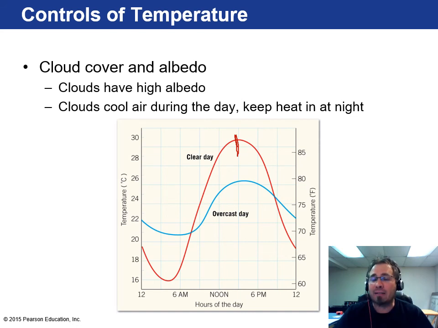On an overcast day where it's cloudy, you're going to keep temperatures cooler during the day, and there's much less of a swing. The high is still in the same spot because that's typically the warmest part of the day, but you're not going to get nearly as much reflection back because there's not as much energy being allowed to come down through, because it's being absorbed by the clouds.